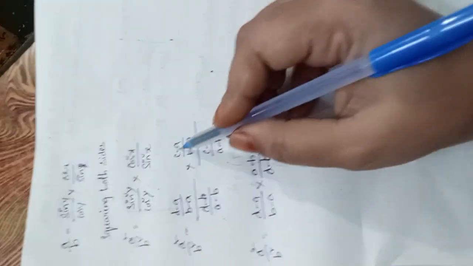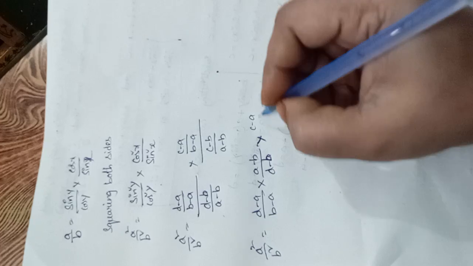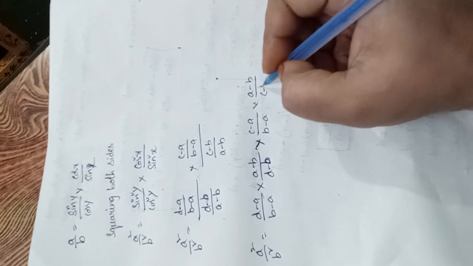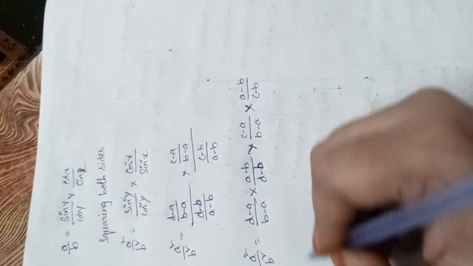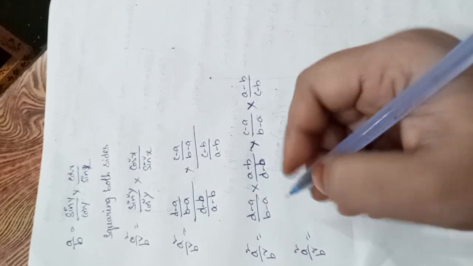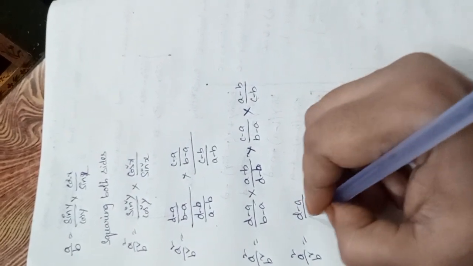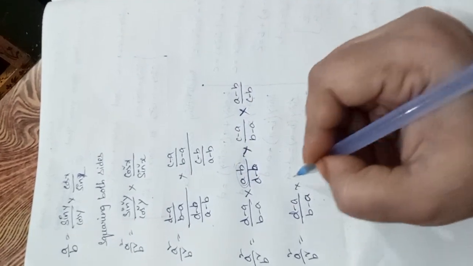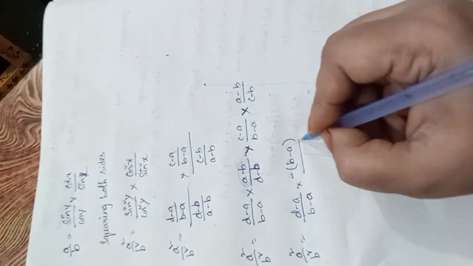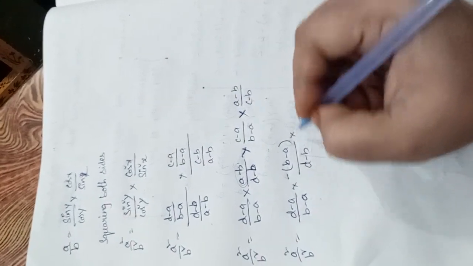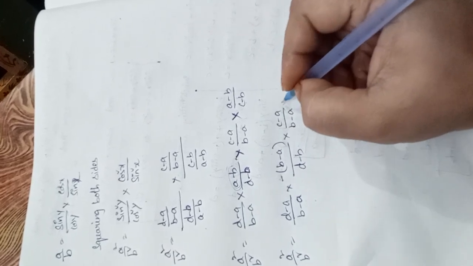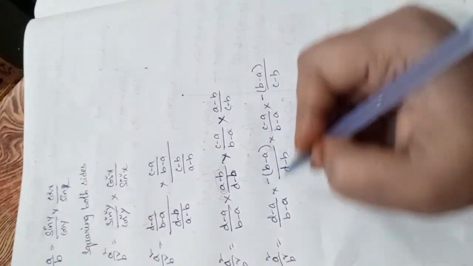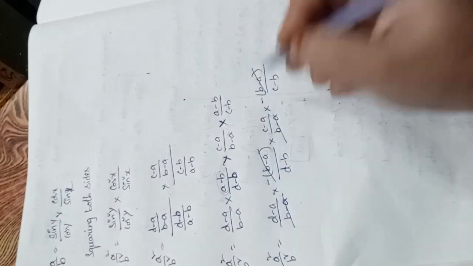Okay. So here what you will get? c minus a by b minus a into this reciprocal you will get, that is a minus b by c minus b. Okay, so a square by b square is equals to d minus a by b minus a. In this, if you take minus common, it becomes b minus a by d minus b into c minus a by b minus a into, if you take minus common, b minus a by c minus b. b minus a, b minus a cancel.